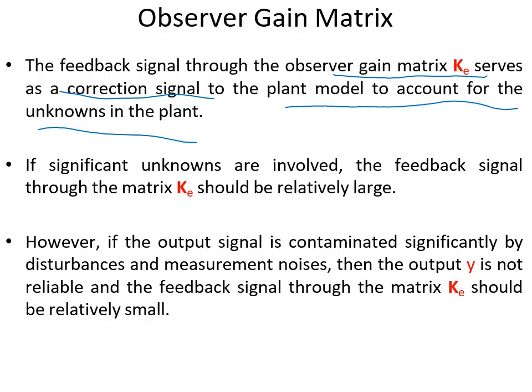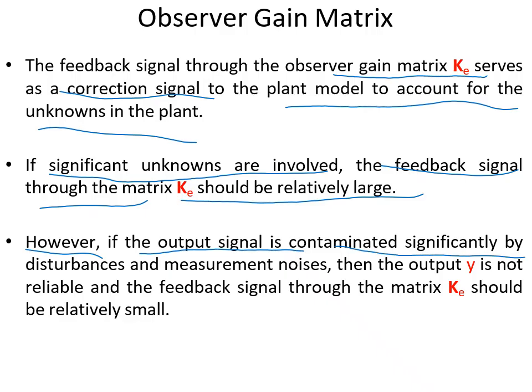We have some unknowns in the plant, and Ke will account for the unknowns in the plant. If significant unknowns are involved, the feedback signal through Ke should be relatively high. If we have a significant amount of unknowns in the system, then we will have a large Ke.